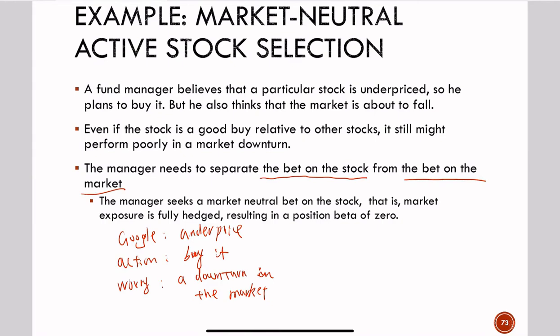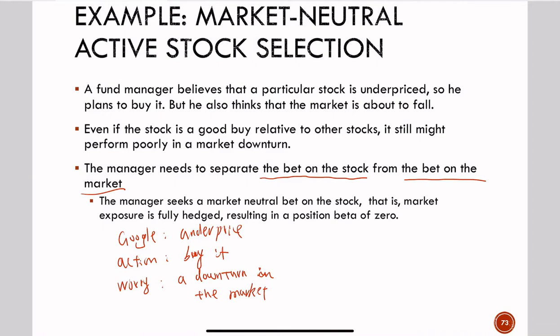So basically, you can consider this. Google's price contains two components, right? The first component is the market component. The second component is the additional return from this underpricing. You only want to bet on this additional return from the underpricing. You don't want to bet on this market return.